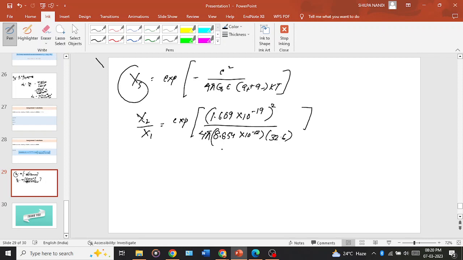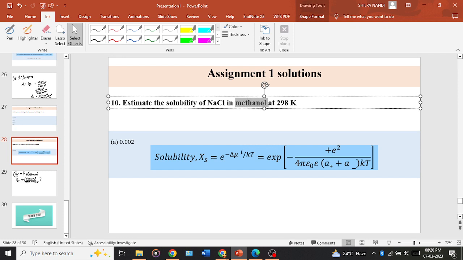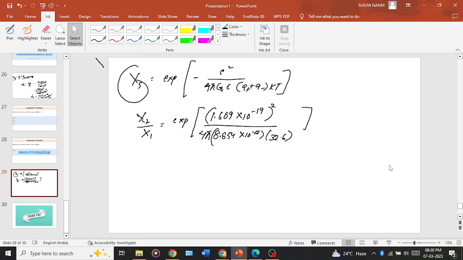So this epsilon varies according to the liquid. So here it is methanol. For methanol, epsilon value is 32.6, and then the distance between the NaCl molecule is around 0.276 into 10 power minus 9 meter multiplied by kT. Okay, till at least till now.